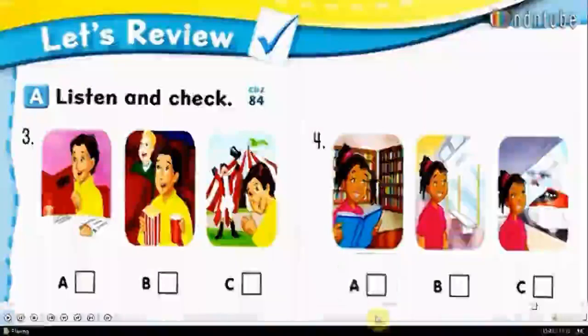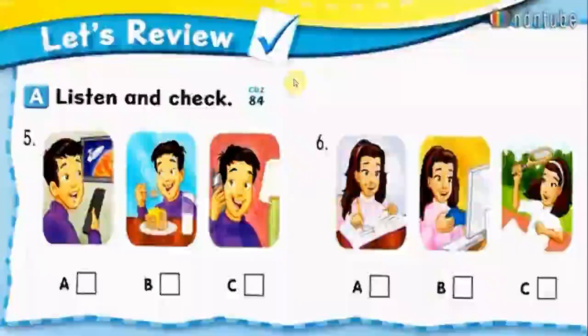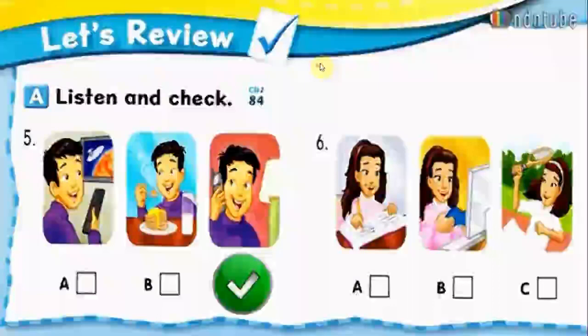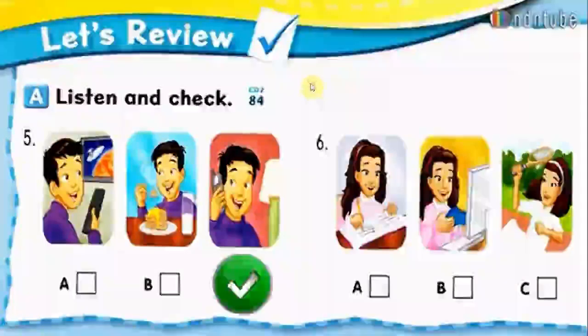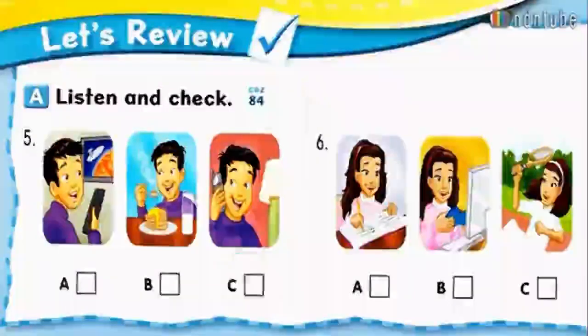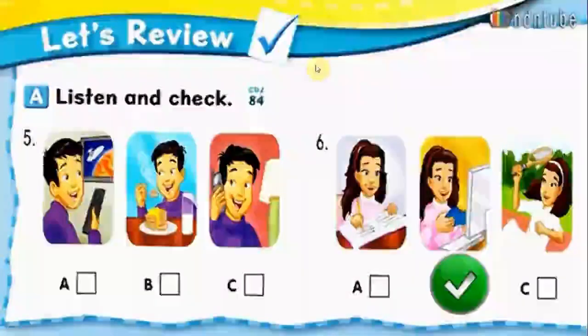Number 5. What did he do? He talked on the phone. What did he do? He talked on the phone. Which picture is it? Number 6. Did she play a video game? She did. Yes, she did.